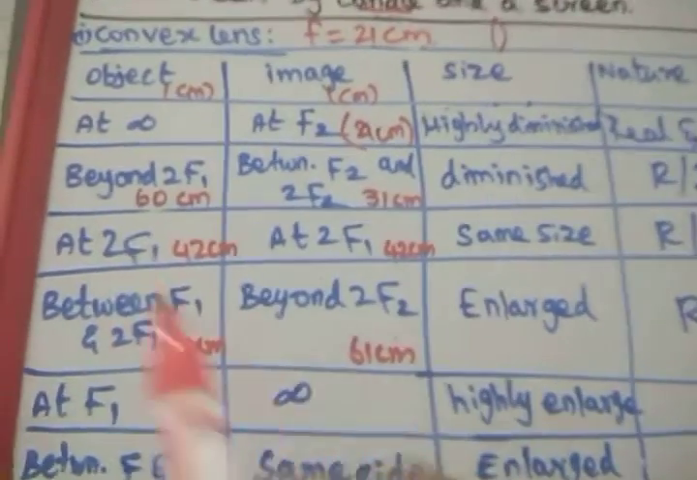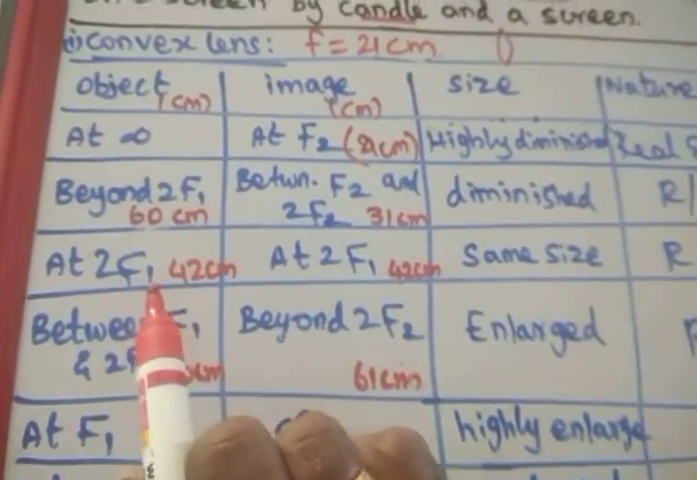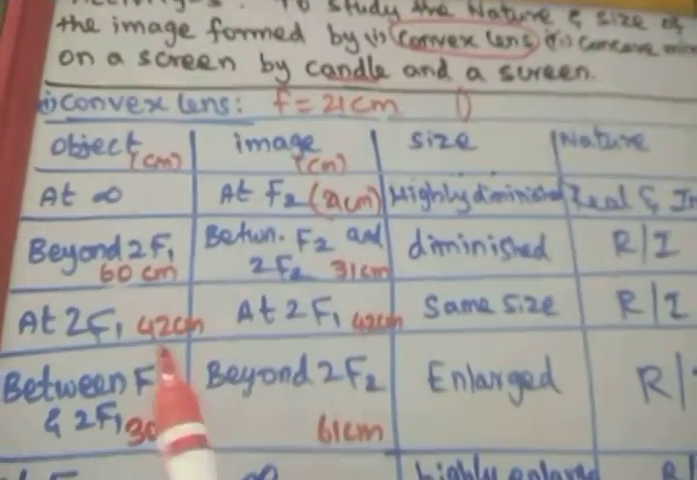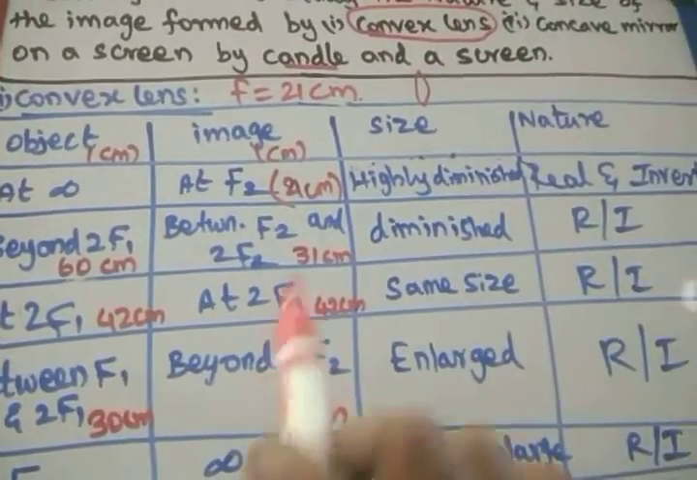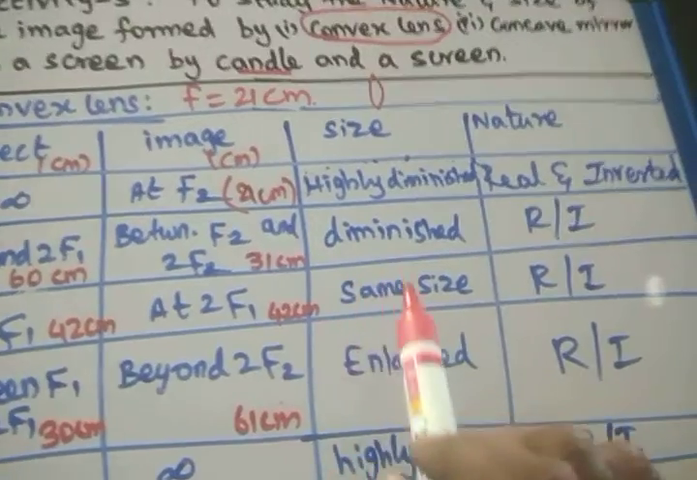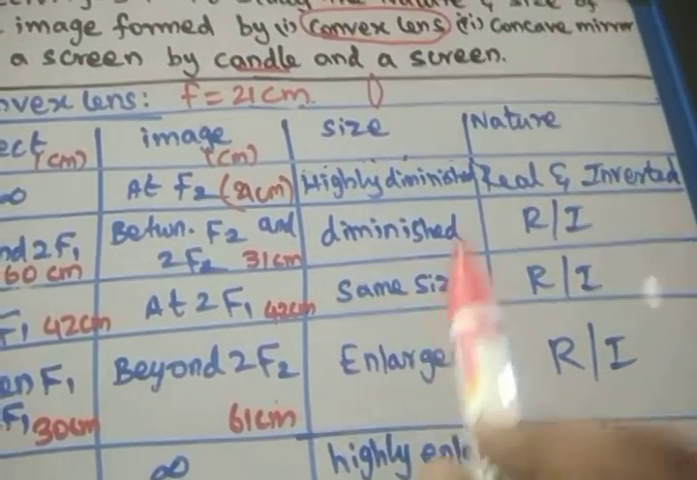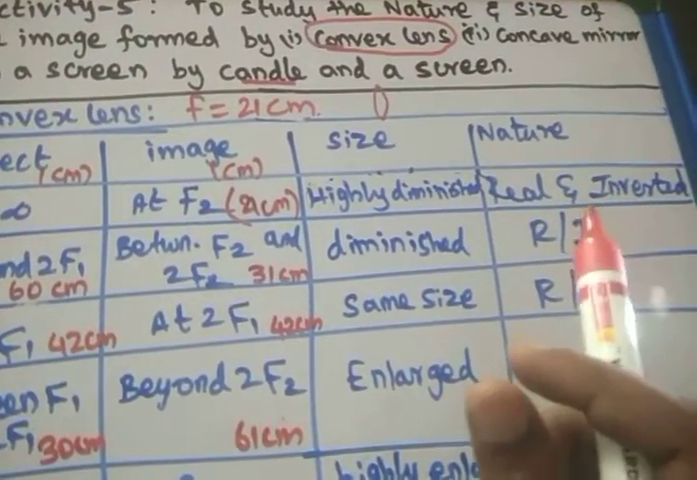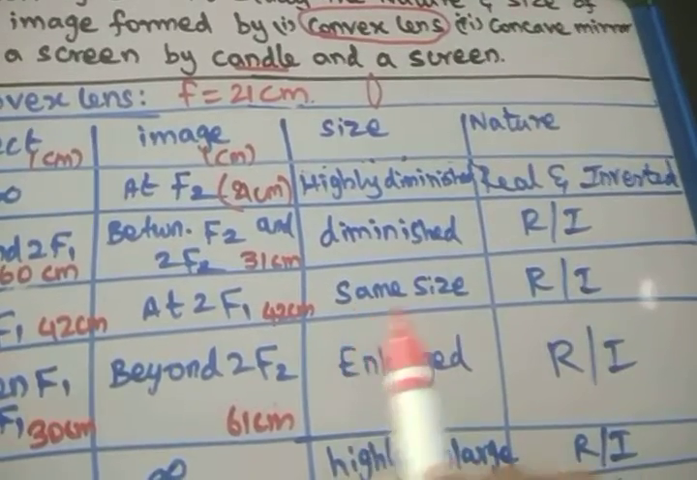Next thing is, when the object is kept at 2f, that means 21 into 2, 42 centimeter, the image is also formed at 42 centimeter, but the size will be the same size. In the previous case, the size is very much smaller, a diminished image. In this case, the size will be the same size.